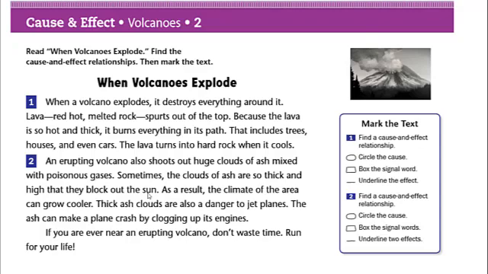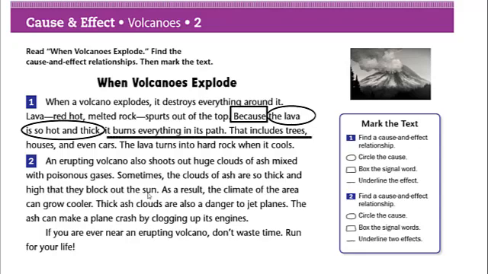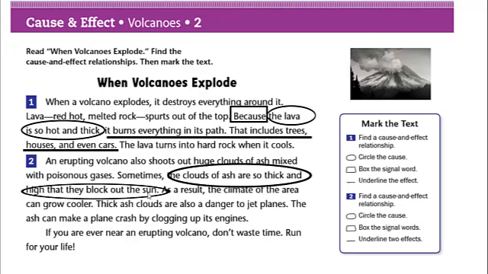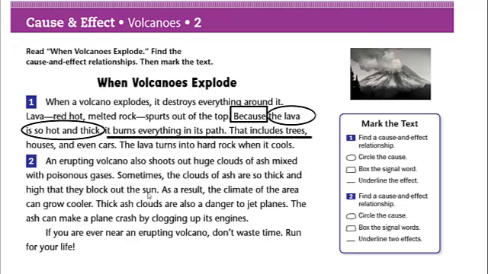So let's look for the cause, the signal word, and the effect. The cause is the lava is so hot and thick. And the signal word I saw was the word because. Now, because this lava is so hot and thick, what's the effect? It burns everything in its path, including trees, houses, and even cars. So now let's go to the second paragraph.